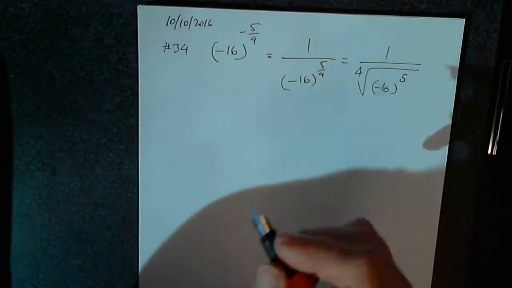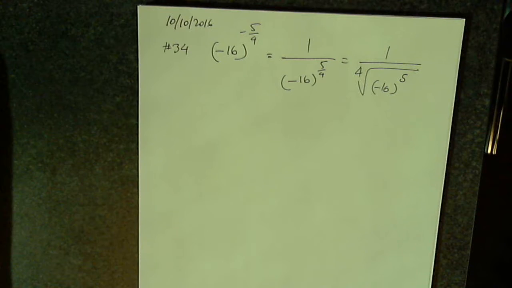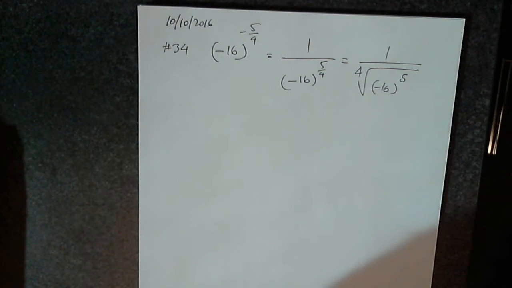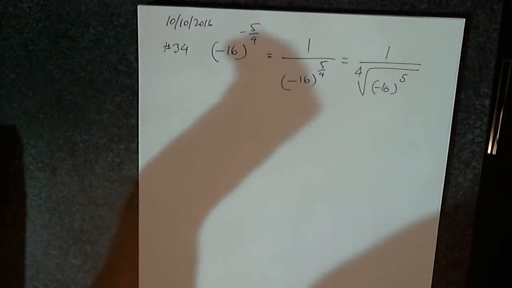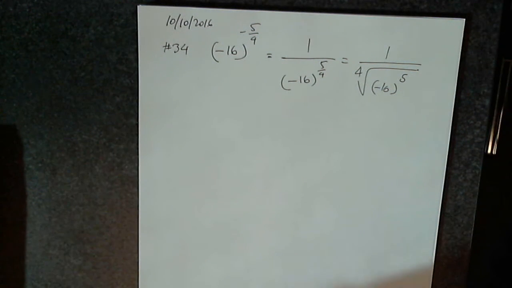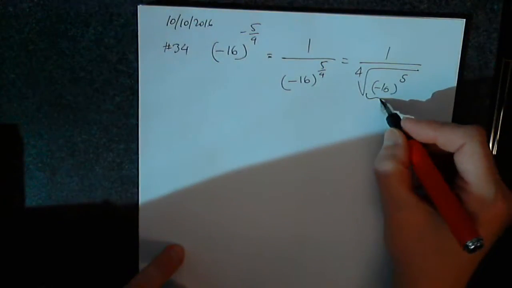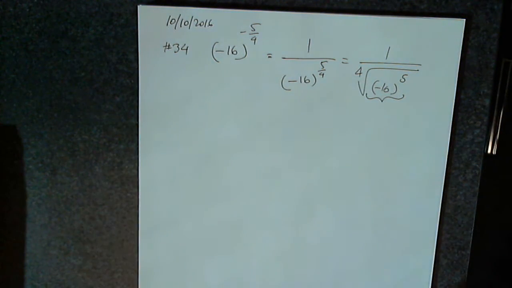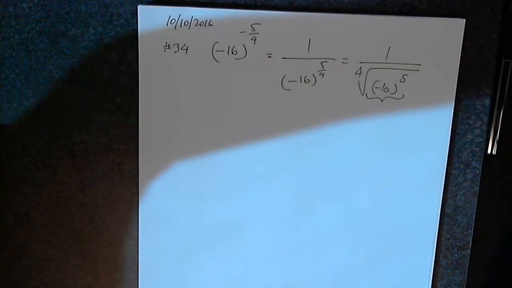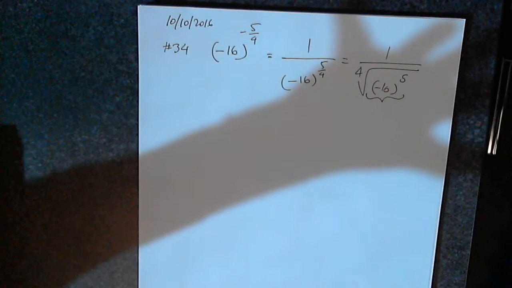5. What did we say about the even index? Something extremely important we know about the even index. So if the index is even, we cannot have a negative number under the fourth root. What type of number is this? Negative. Right, because I raise a negative number to the fifth power. So when I multiply 5 negatives, what do I get? A negative number.